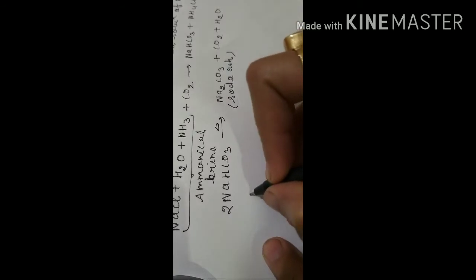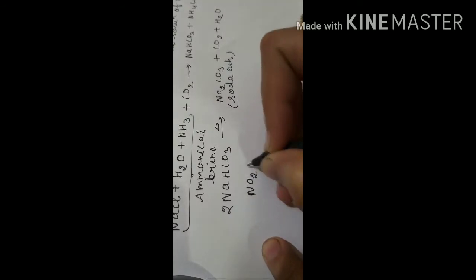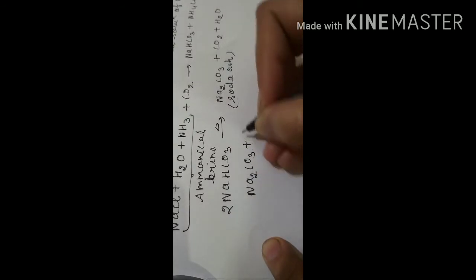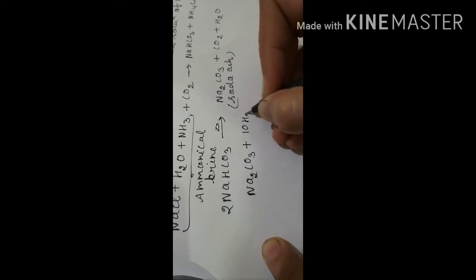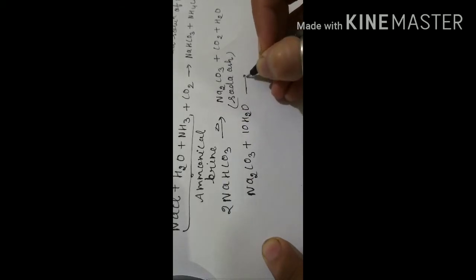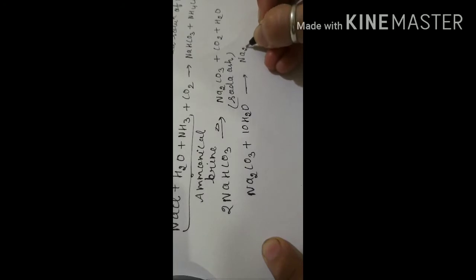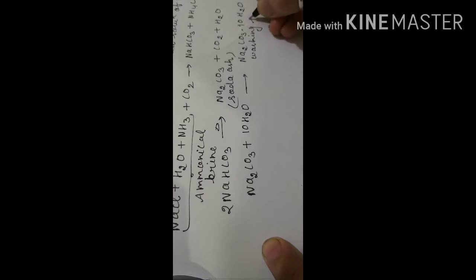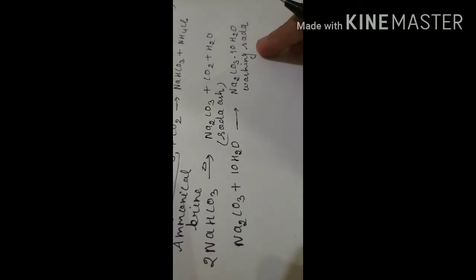After that we have to add some amount of water to Na2CO3. You have to add 10 moles of water. Now it becomes Na2CO3 dot 10 moles of water. This is washing soda now, and its chemical name, as everybody knows, is sodium carbonate decahydrate. So this was the complete preparation of washing soda.